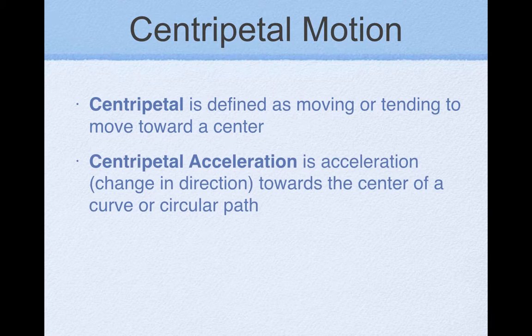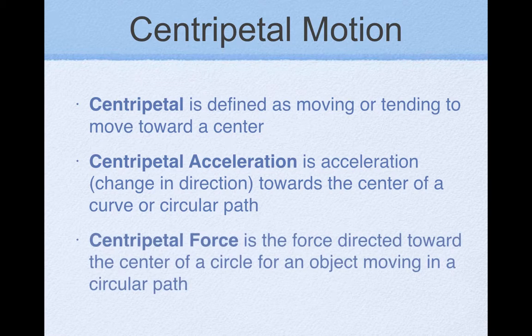Centripetal acceleration. If we remember what the word acceleration means, change in velocity. Remember, velocity is speed and direction. So with centripetal acceleration, we're really changing the direction that the object is traveling, changing it towards the curved path. Because there is acceleration, we can also have centripetal force, and that's the force directed towards the center of a moving object. So make sure that we know what those 3 words are.